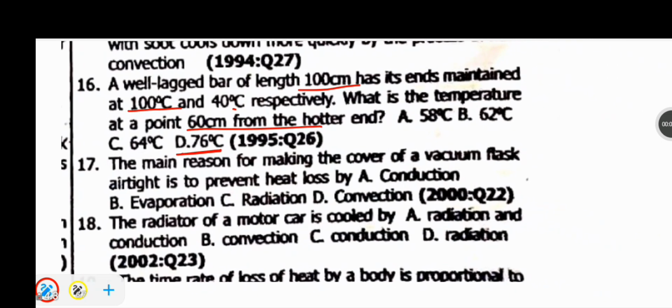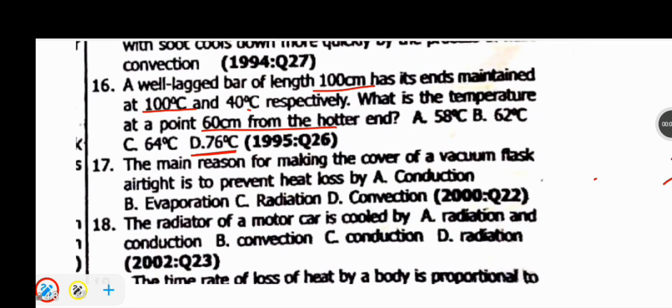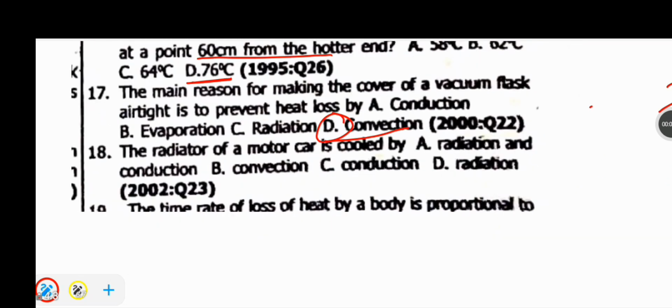Okay, so let's take the next one. The main reason for making the cover of a vacuum flask airtight is to prevent heat loss by, so I've said this one before, to prevent heat loss by convection. That's why you make the cover airtight, to prevent heat loss by convection. So that's D.